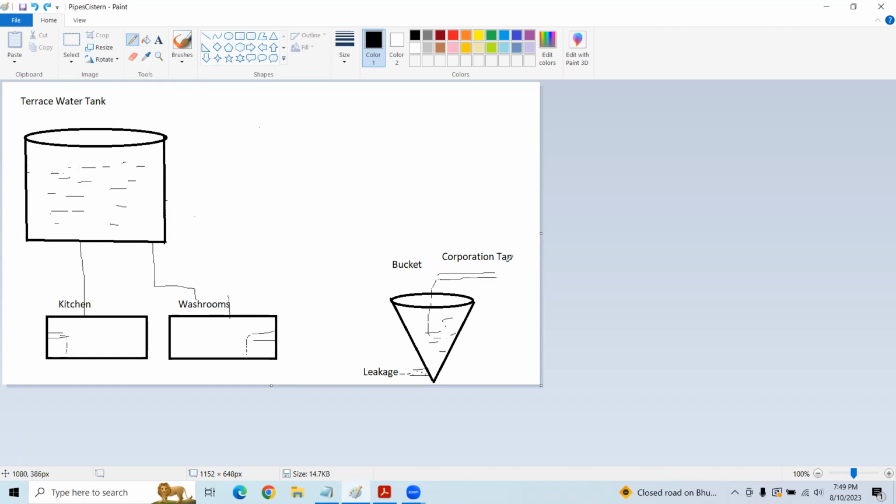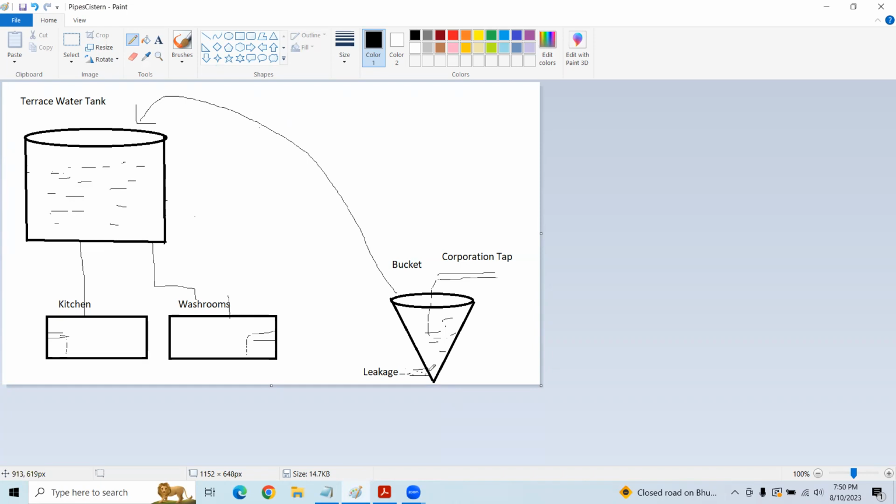So let's assume that you have one corporation tap or pipe over here, and you get water over here, and you don't have any electric motor facility. So what you need to do to fill this terrace tank is take water from this bucket, go upstairs and put the water in this terrace tank, whatever tank we have. So every day when you get corporation water, maybe in the morning for a couple of hours, you take this bucket, you go upstairs and then put the water inside this tank.